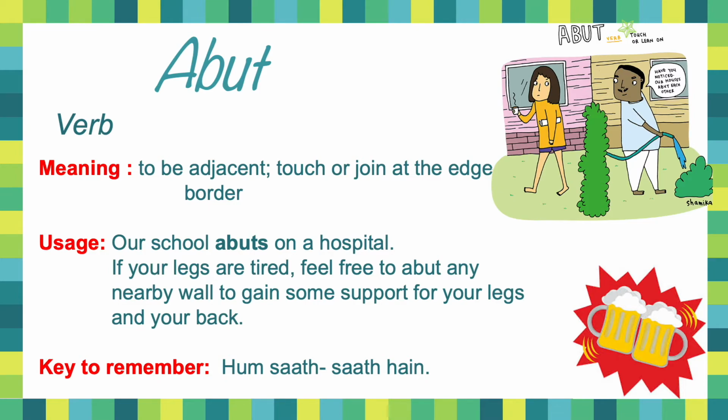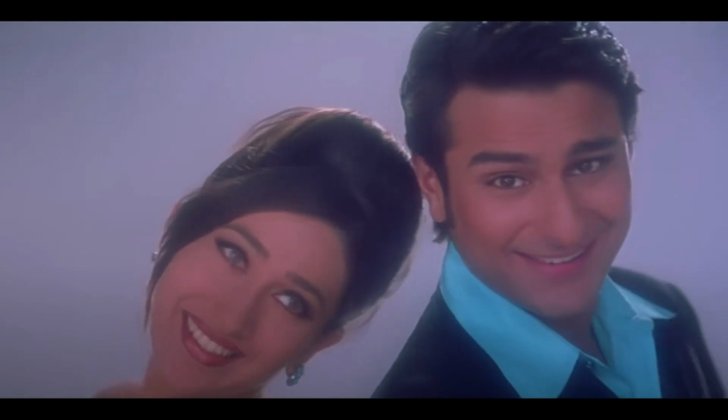The key to remember is hum saath. Saath hain hum abut hain. Okay, jo saath saath hota hai, adjacent hota hai, that is known as abut. The key to remember is hum saath saath hain.